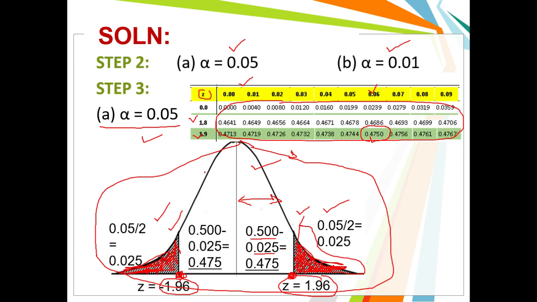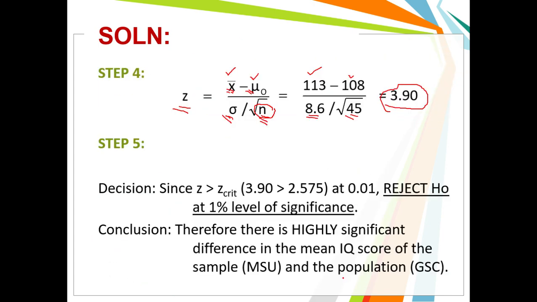So the same, the 0.05, mas maliit nga yung value, 1.96. So the 3.9 value is nasa mas malayo na part. Okay? So in conclusion, since yung ating z na computed is greater than the z critical, so 3.9 is greater than 2.575. This is at 1% because mas malaki yung value sa 0.01. However, mas malaki pa yung computed na z-score. And since nasa rejection area siya, so we have to reject the null hypothesis.